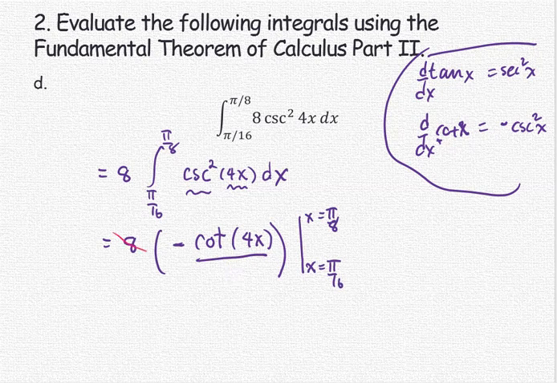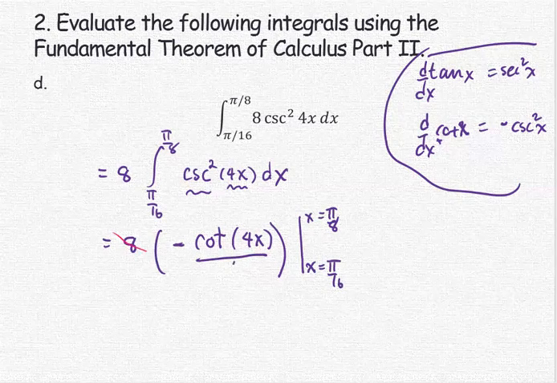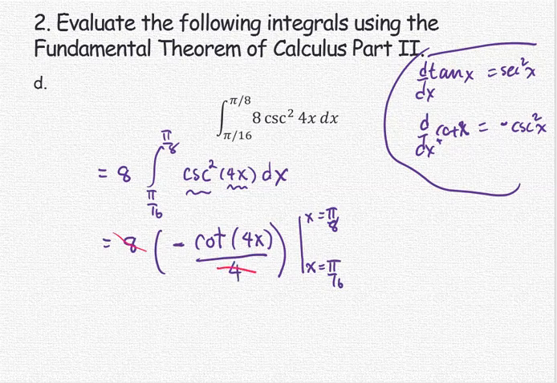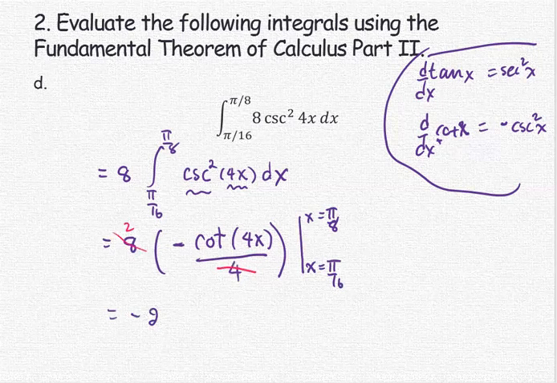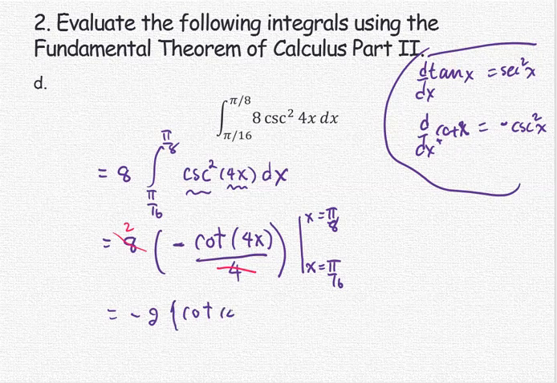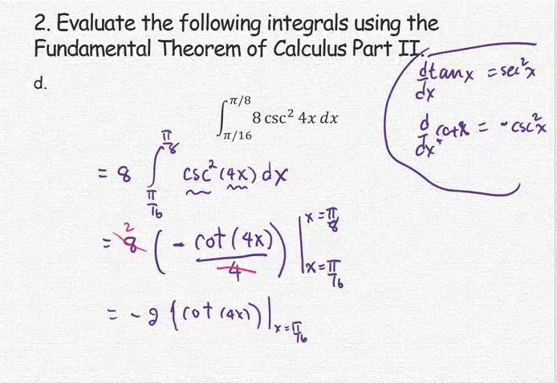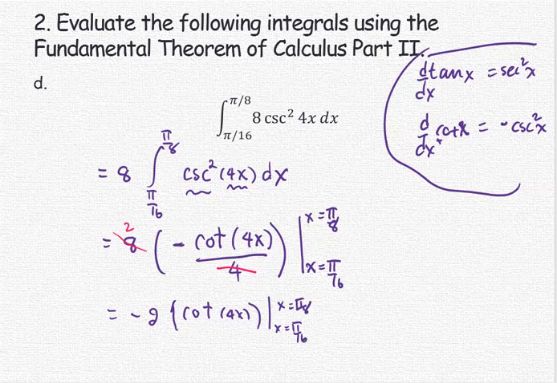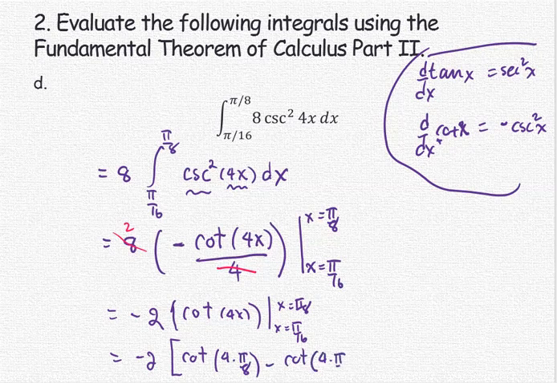Simplify before we replace with numbers. So 8 and 4 reduce to 2, with a negative sign. I'll treat negative 2 as a coefficient, and then we write the cotangent of 4x, evaluated from pi over 16 to pi over 8, with negative 2 out front. First, replace x with pi over 8. So we have cotangent of 4 times pi over 8 minus the cotangent of 4 times pi over 16.